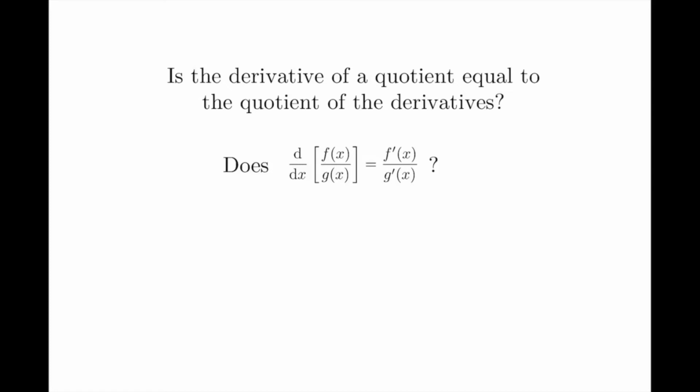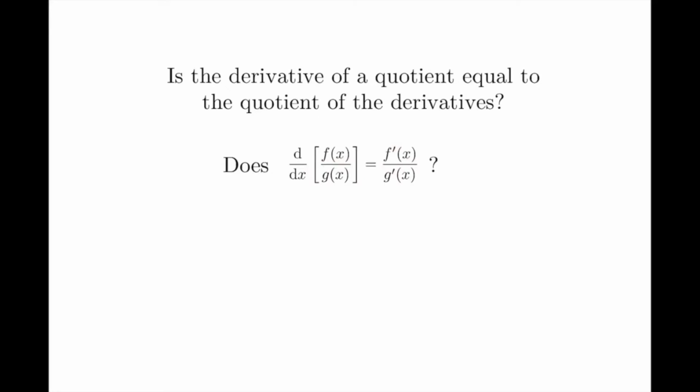Now let's talk about how to differentiate a quotient. So here's a thought experiment for you. Is the derivative of a quotient equal to the quotient of the derivatives? In other words, does the derivative of f of x over g of x equal f prime of x over g prime of x? Can you differentiate the top and the bottom separately and then find the derivative that way?